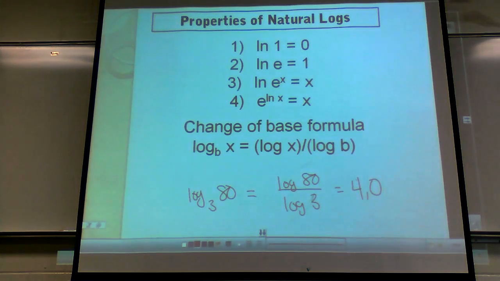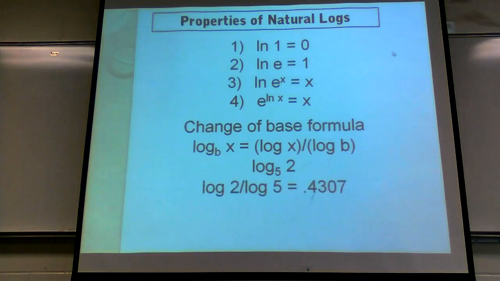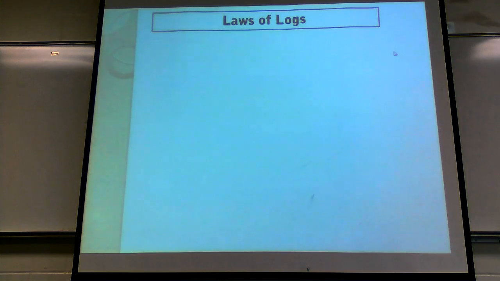Next thing. For the change of base, can you just put that into your calculator as log 80 over log of 3, or do you have to do log 80 first and then divide by that? You can put it in all at once, because it should group it. If you're not sure, just put parentheses.